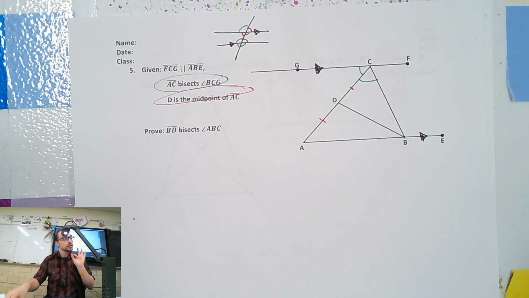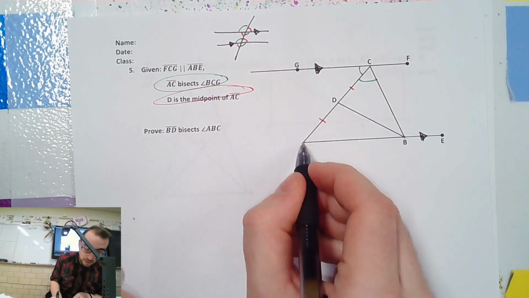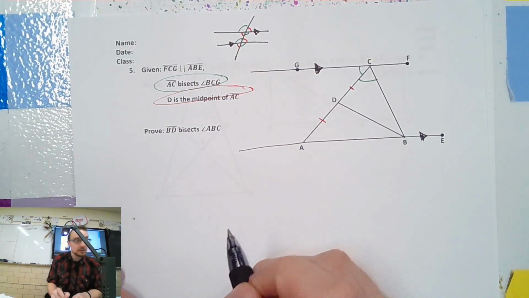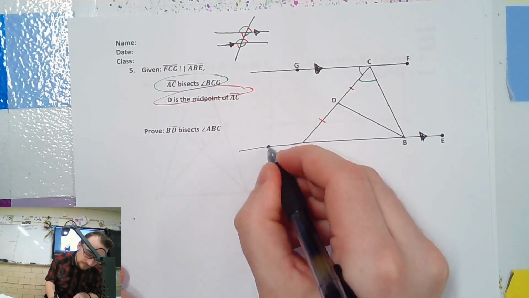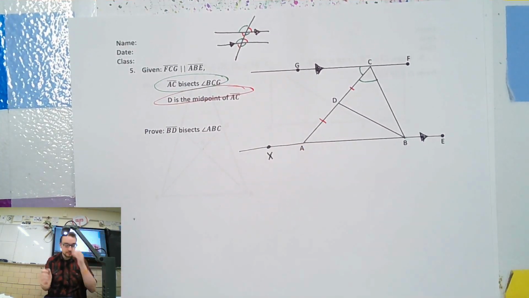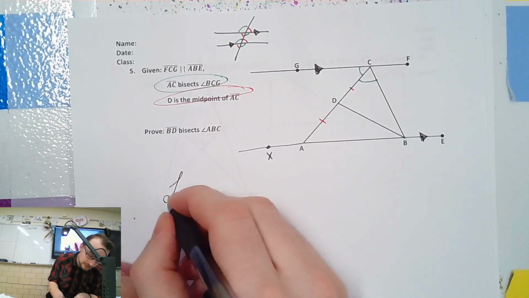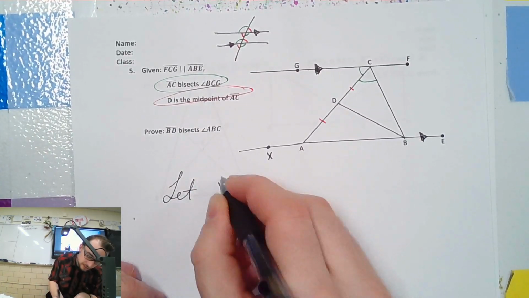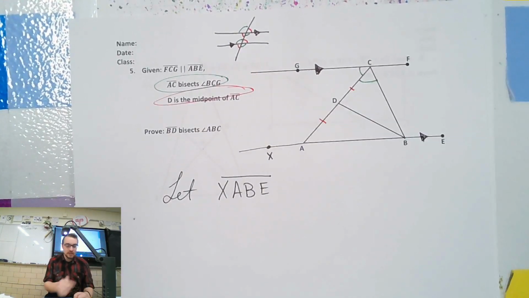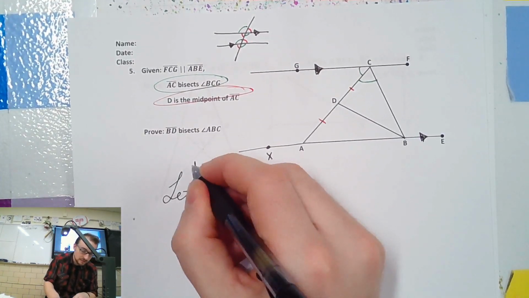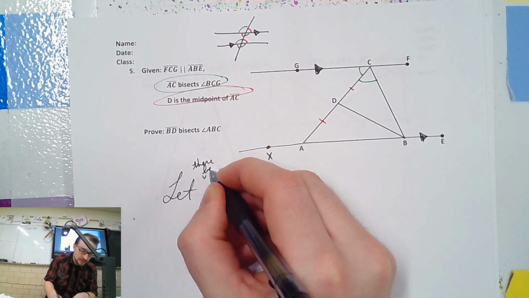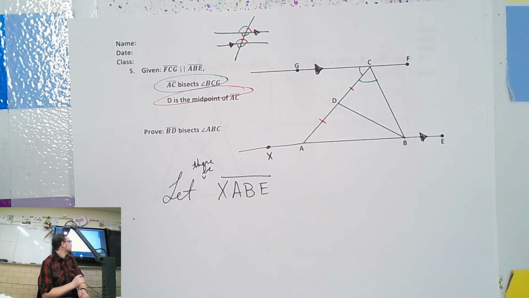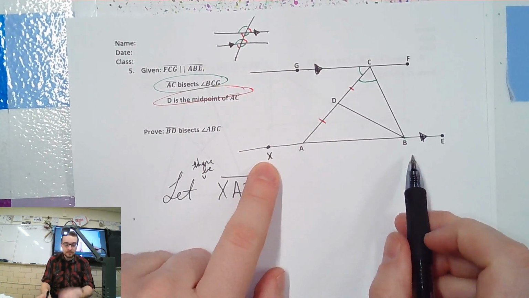So here's what we're going to do. Always, always, always extend your parallels, okay? So I'm going to extend that into X for Xavier, okay? And the way we do that is we say let XABE exist, right? Let there be, if you want, you can put there be. Let there be a line such as XABE. Okay, cool. Sorry.